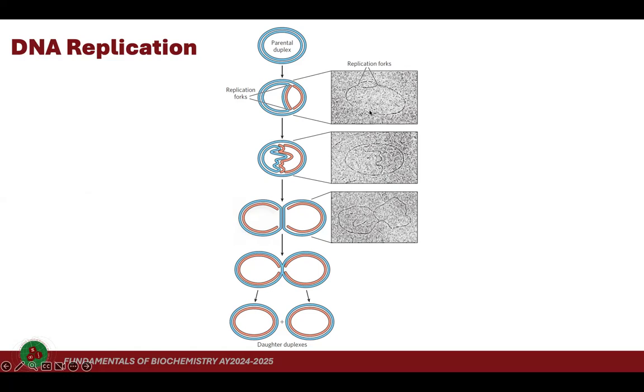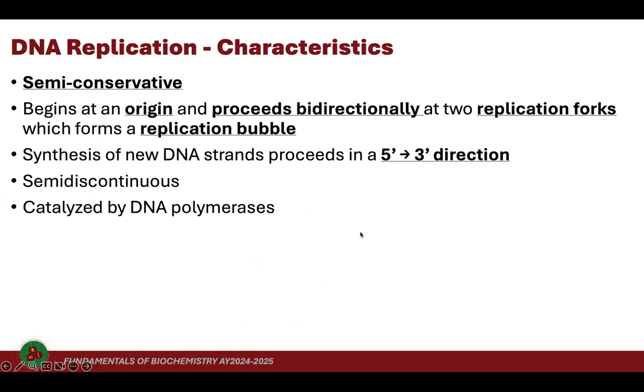Okay, so here you see the two replication forks, and we see there the replication bubble, and then eventually this bubble gets larger until we see the two daughter DNA getting separated from each other. So we will be discussing details on how this process takes place. So DNA replication, always remember, is a semi-conservative process, and you already know what semi-conservative means.